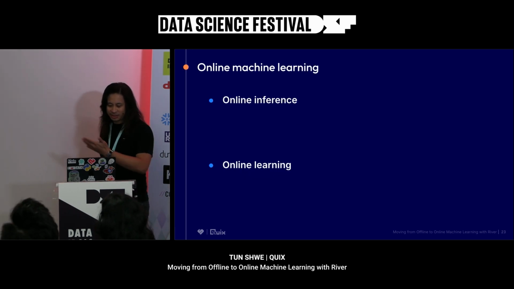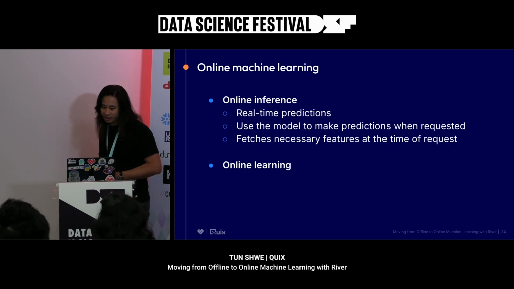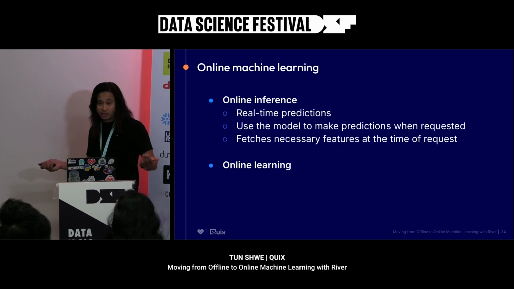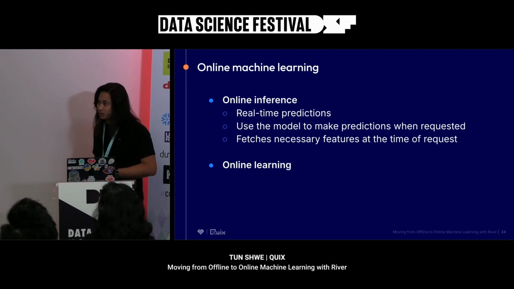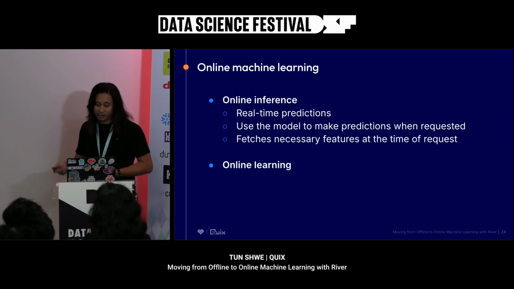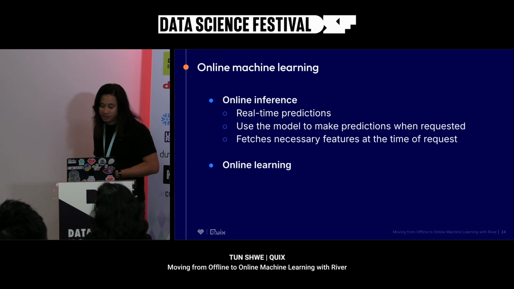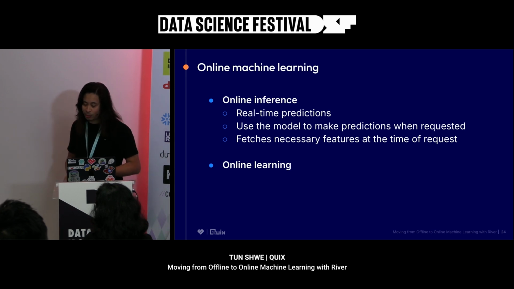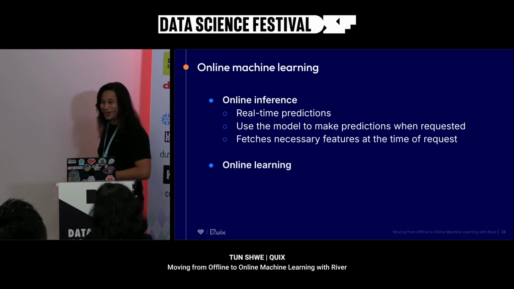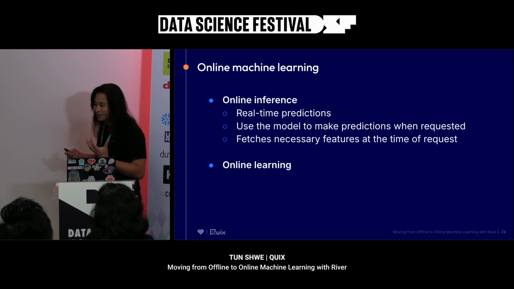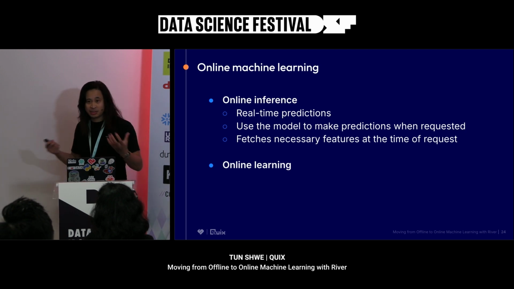So let's do the same thing with online machine learning. So we've got real-time predictions now for online inference. You're using the model to make the predictions at the moment that you're making that request, and you're fetching the necessary features at the time of request. Obviously, fetching features needs to be blazingly fast, otherwise you might have a user on the other end waiting. You don't want that, so you would use other specialized databases known as feature stores.